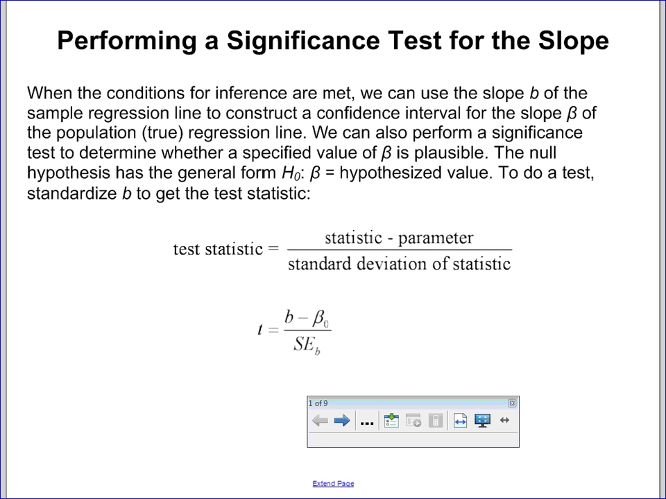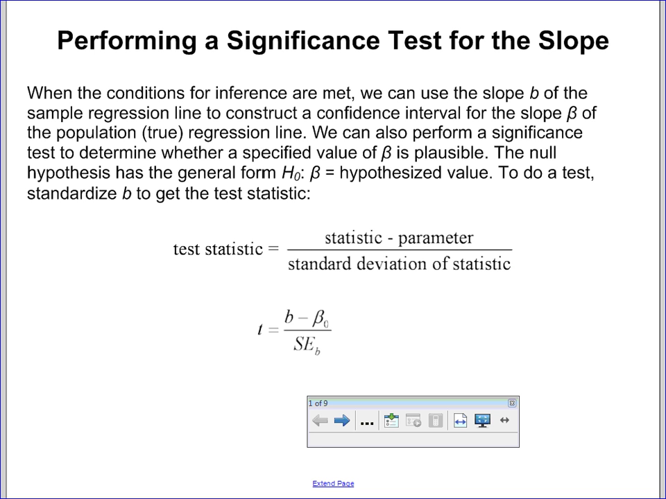Last class, we talked about creating a confidence interval for beta, or how close we thought our estimate from our sample was to the true regression line. So what we're going to do today is significance testing on that. And we need to think about what regression is and what the slope represents in order to understand what we're trying to prove.